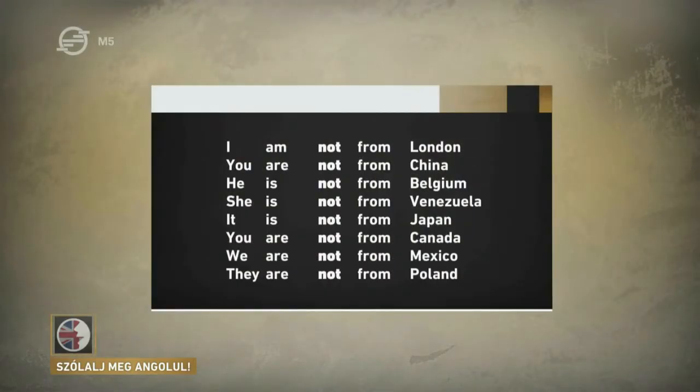Now, let's change the rest of the positive sentences into negative sentences. I am not from London. You are not from China. He is not from Belgium. She is not from Venezuela. It is not from Japan. You are not from Canada. We are not from Mexico. They are not from Poland.